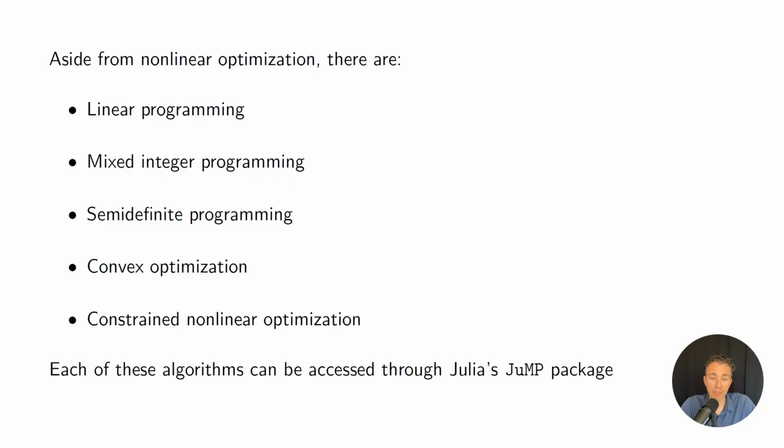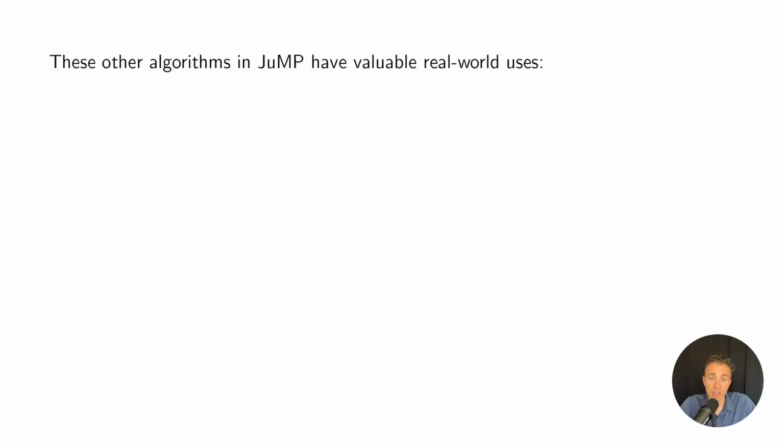And basically, this package called JuMP in Julia is a one-stop interface that allows you to seamlessly change the type of optimization you're doing. And that can be very useful in terms of conserving code. You don't have to write code specific to a particular optimizer and so on. And these other algorithms in JuMP are used quite a bit, primarily in what's called operations research.